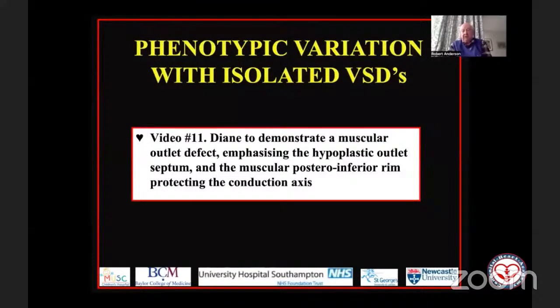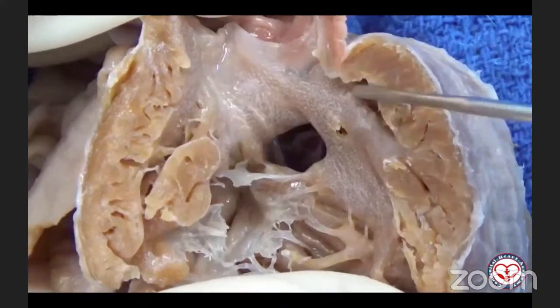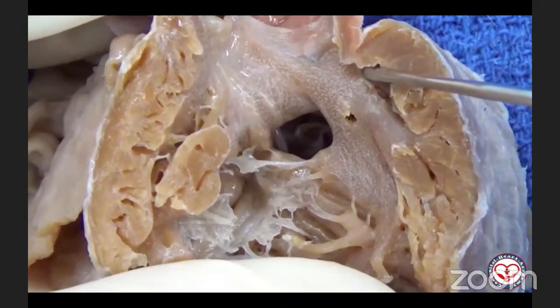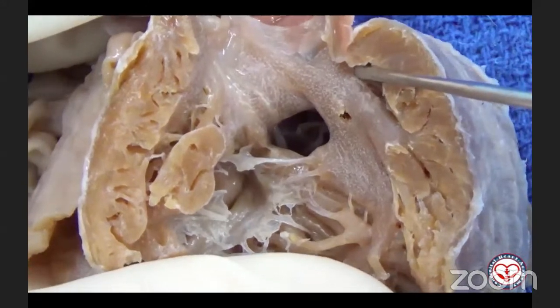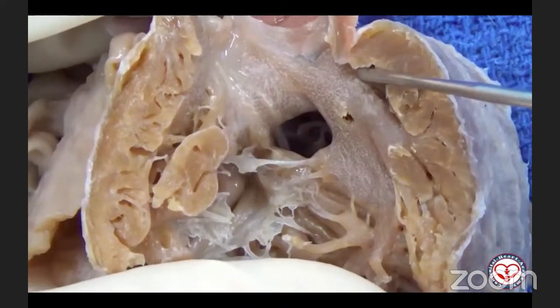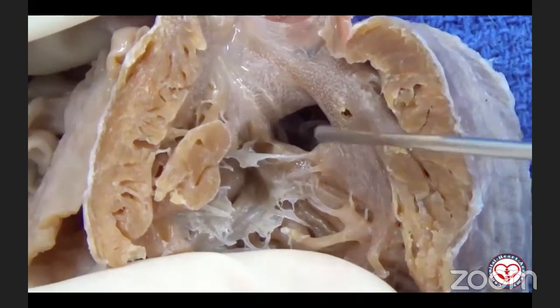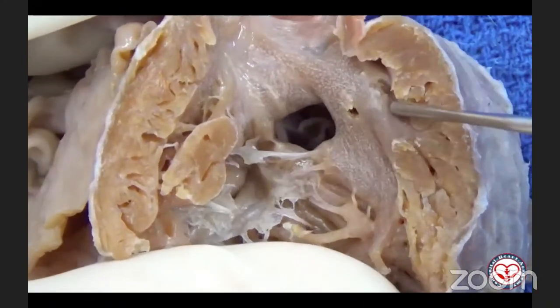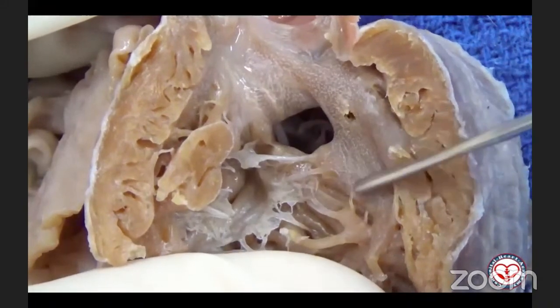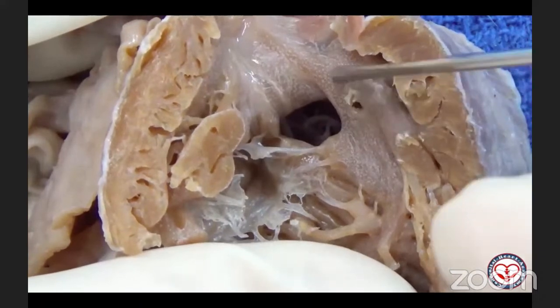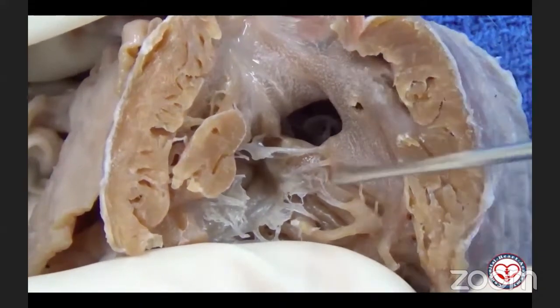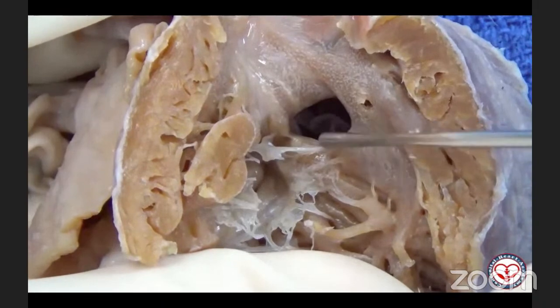So now let's look at that with muscular posterior inferior rim protecting the conduction axis. This is a muscular ventricular septal defect that extends into the outlet component of the right ventricle. And by that, I mean it extends between the limbs of the septomarginal trabeculation. The septomarginal trabeculation is this prominent right ventricular septal structure, or trabeculation, with its cephalic arm rising up to become part of the subpulmonary muscular infundibulum.